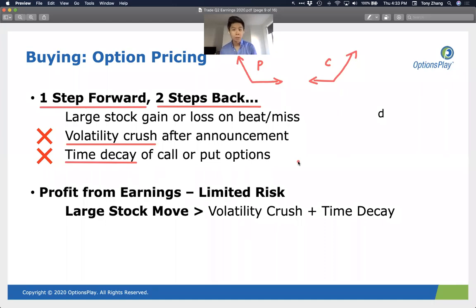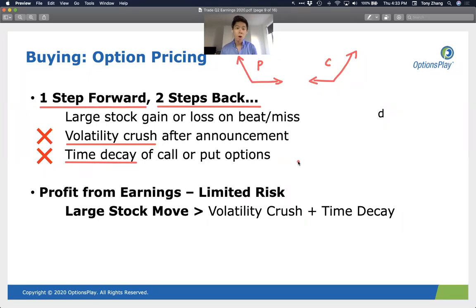Now, the second aspect that you normally don't have to deal with when you're just buying a call or a put in normal circumstances is what we call volatility crush, because what happens is prior to the earnings event, there's a lot of uncertainties as to what's going to happen between now and the earnings, or what's going to happen as far as the earnings event.